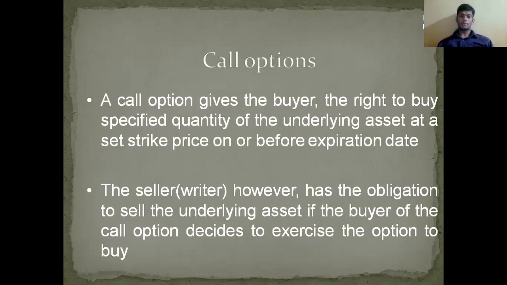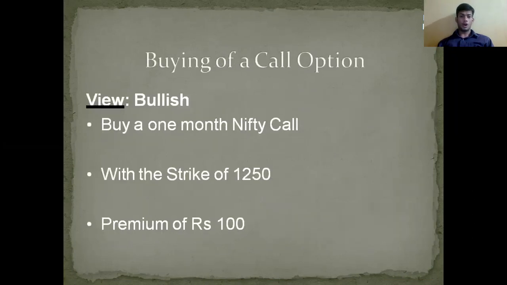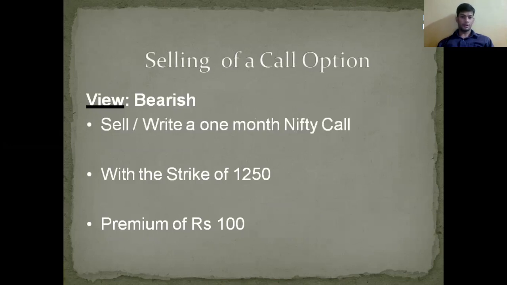Call option. A call option gives the right to buy a specified quantity of the underlying asset at the set strike price on or before the expiry date. Before the expiry date, a call option means the option that you can call on your seller. The seller, however, has the obligation to sell the underlying asset before the expiry. Buying of call option: buying a one month Nifty call with strike rupees 1250, premium is 100 rupees.